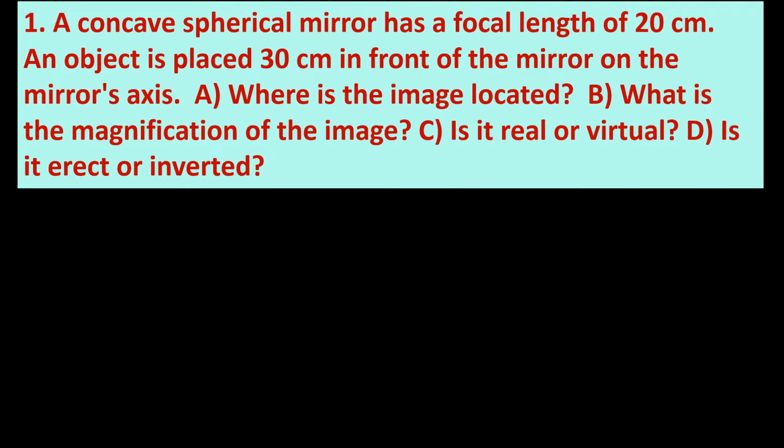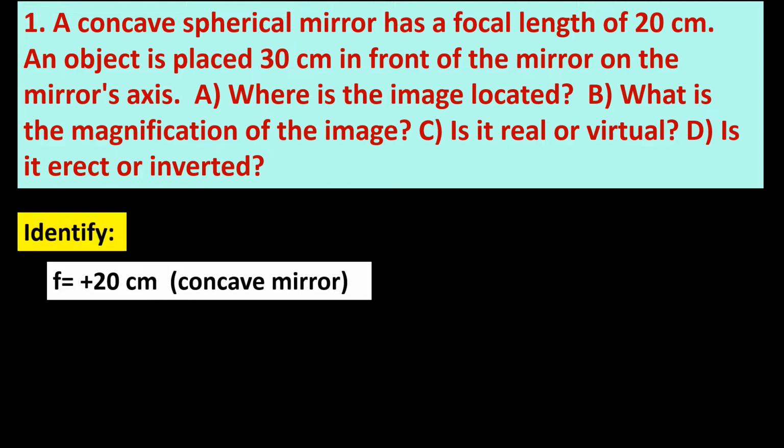Okay, so we will identify first the given data. We have the focal length of the mirror. It is positive 20 centimeters, positive because it is a concave mirror. Then we are also given the location of the object, how far it is from the vertex of the mirror. So we have there DO, meaning the object distance, is equal to 30 centimeters.